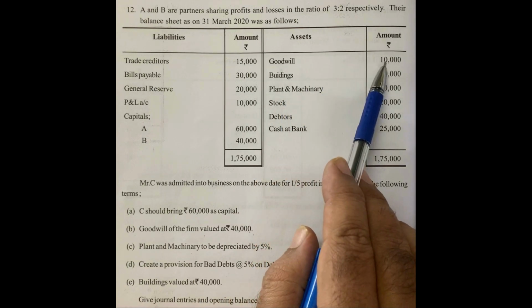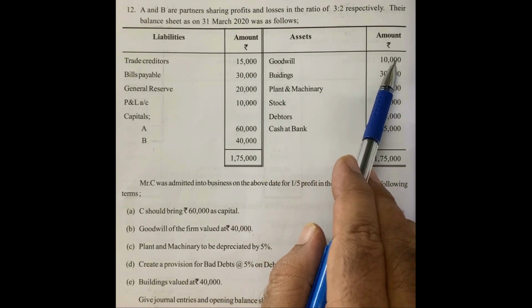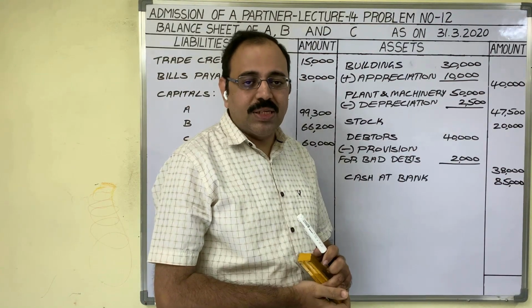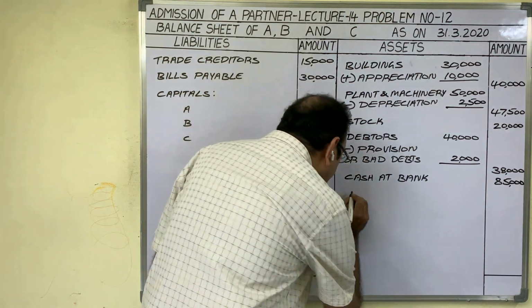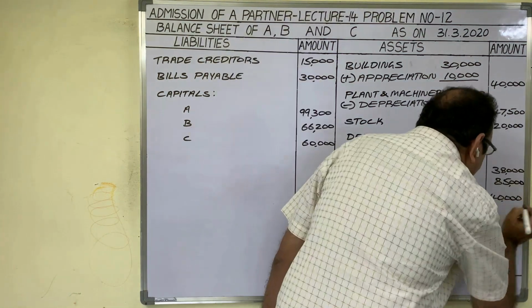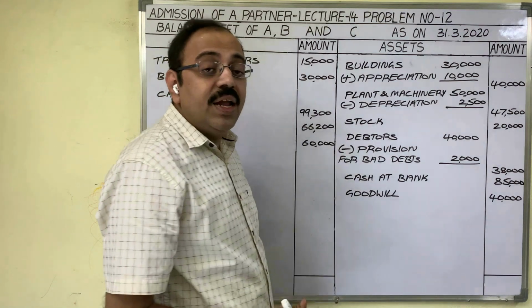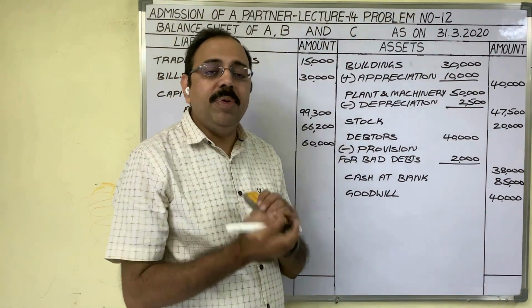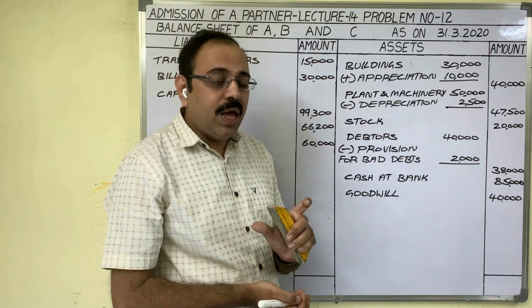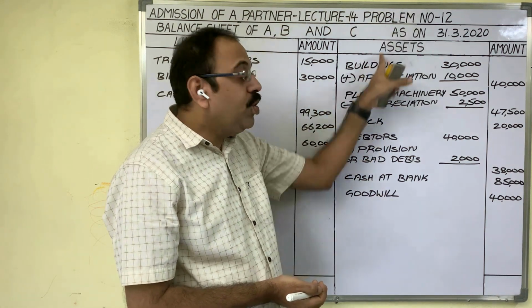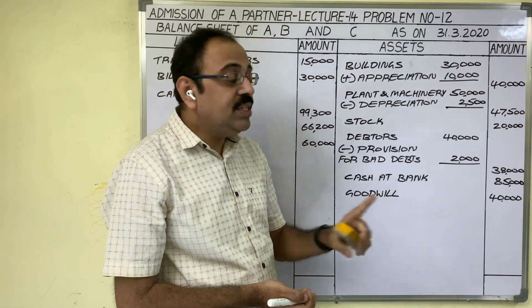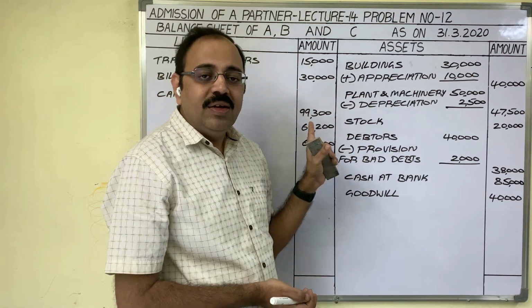Goodwill 10,000. Don't show this amount here. Which amount we have to show? In Goodwill account, there is a debit balance of 40,000 rupees. That amount appears under asset side. So remember, if Goodwill is adjusted under revaluation method, in Goodwill account there will be some debit balance. That amount appears as an asset in new balance sheet. With this, all assets and liabilities we have taken in new balance sheet.